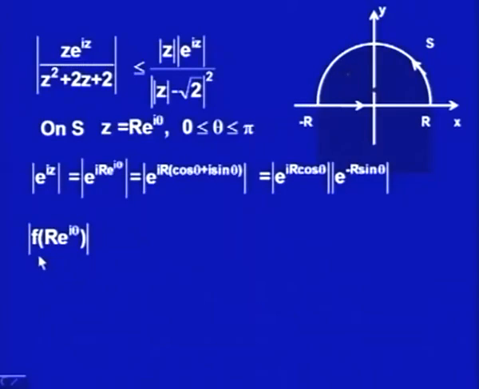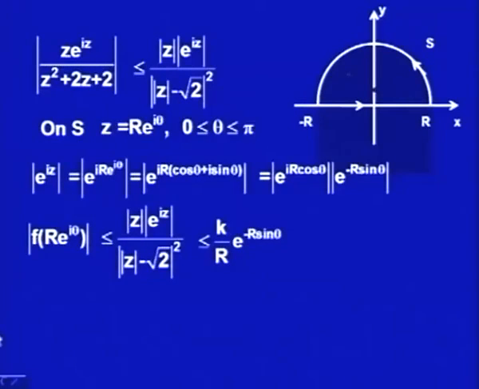So, let us see. F z, I am writing it as f of r e to the power i theta. From here, if I write it, I would get mod z e to the power i z upon z minus square root 2, whole square. The first term we had already shown. Here I would get r e to the power i theta, and mod of r e to the power i theta would be simply r. And here, beforehand we had obtained that this whole quantity was less than k by r.